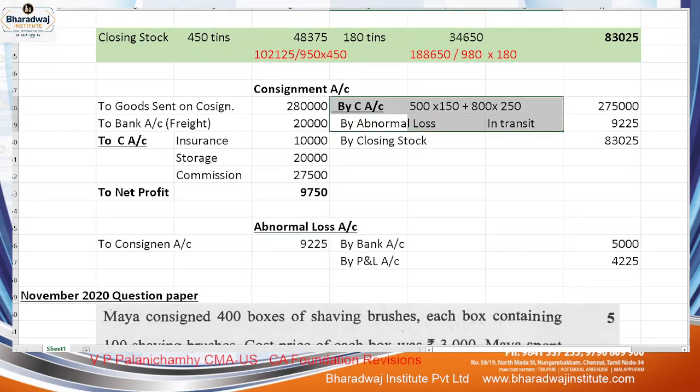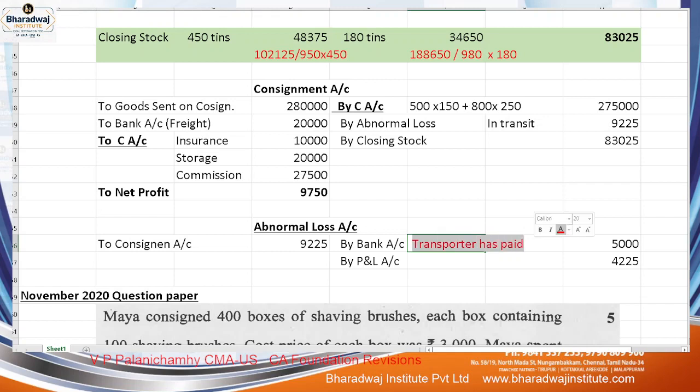It is not a consignment income. Abnormal loss 9225. The transporter has paid. For the abnormal loss, it will be recorded in abnormal loss only. Balance transfer to which account? P&L account. It's a very good question.